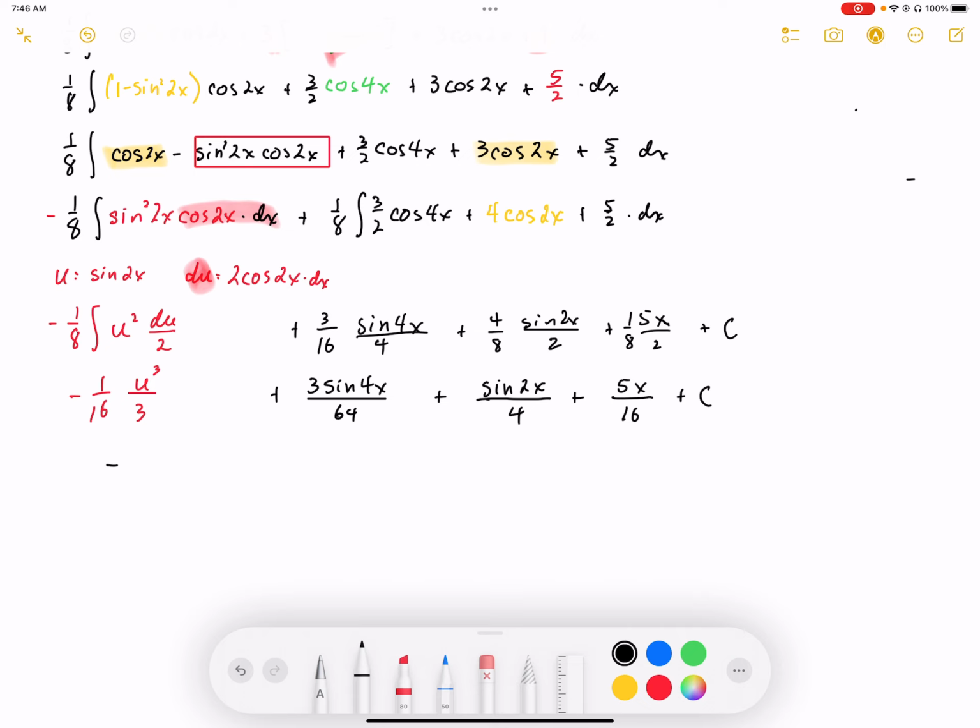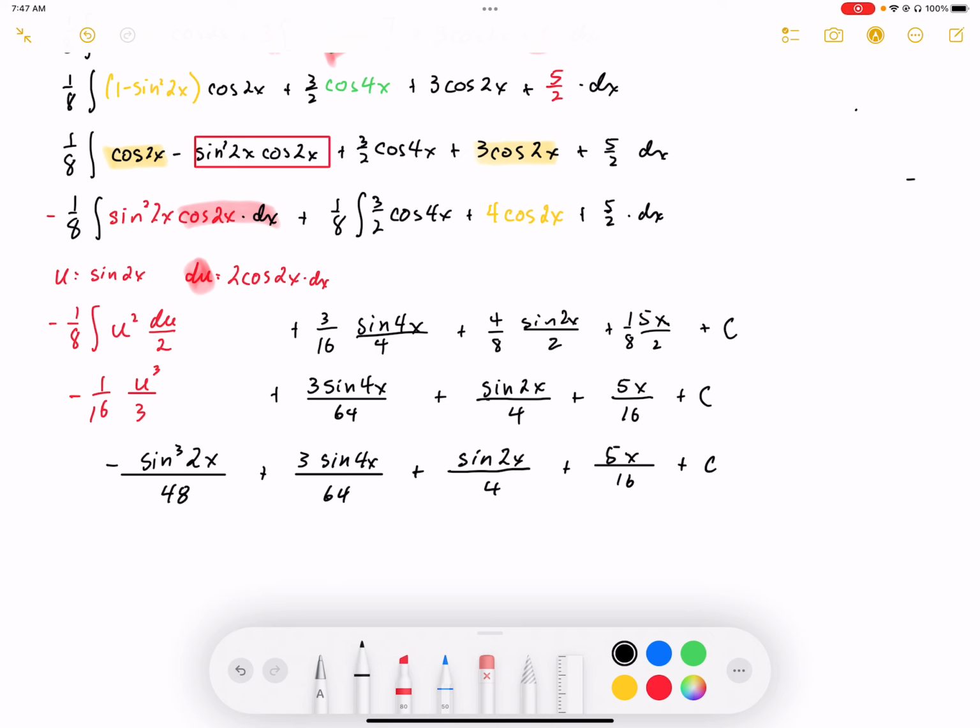So we end up with negative sine cubed of 2x over 48 plus 3 sine 4x over 64 plus sine 2x over 4 plus 5x over 16 plus c. Okay, and there's my final antiderivative answer.